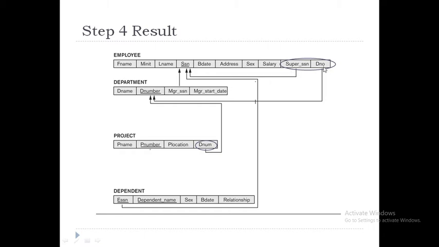And department number. Employee is working for a particular department, so employee is at N side. So add department number as the foreign key, and it is referring to the department relation. And then in project works on, department number is added as a foreign key.